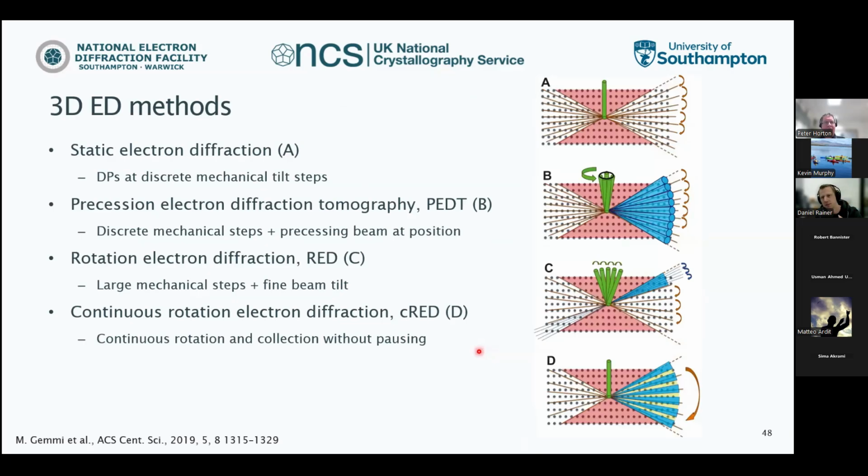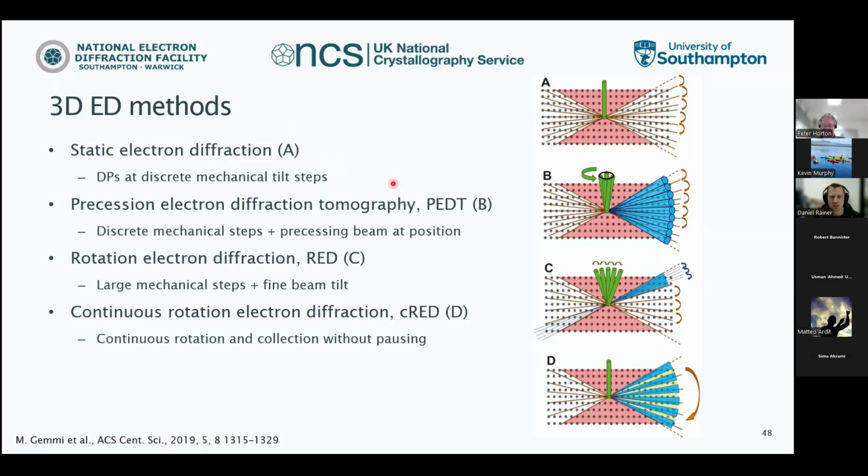Now, in terms of methods, this is a bit of a chronology, because the term 3DD is basically an umbrella term for several specific types of measurement methods. Initially, what was done was a collection of static electron diffraction patterns at discrete tilt steps. The sample was inserted into the instrument, a diffraction pattern collected here, then tilted, and another one collected here, and so forth. This is relatively simple to set up, but obviously there's a lot of information missing in between these discrete tilt steps.